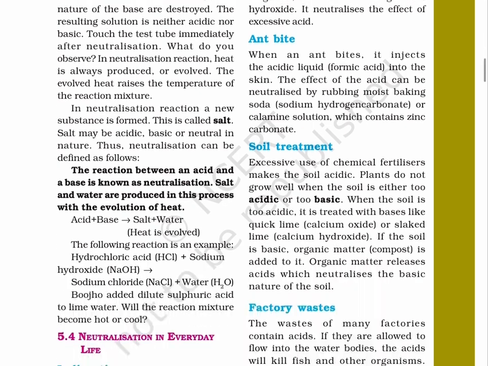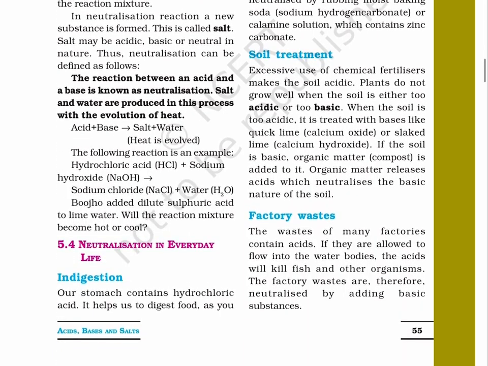Soil treatment. Excessive use of chemical fertilizers makes the soil acidic. Plants do not grow well when the soil is either too acidic or too basic. When the soil is too acidic, it is treated with bases like quick lime, which is calcium oxide, or slaked lime, which is calcium hydroxide.